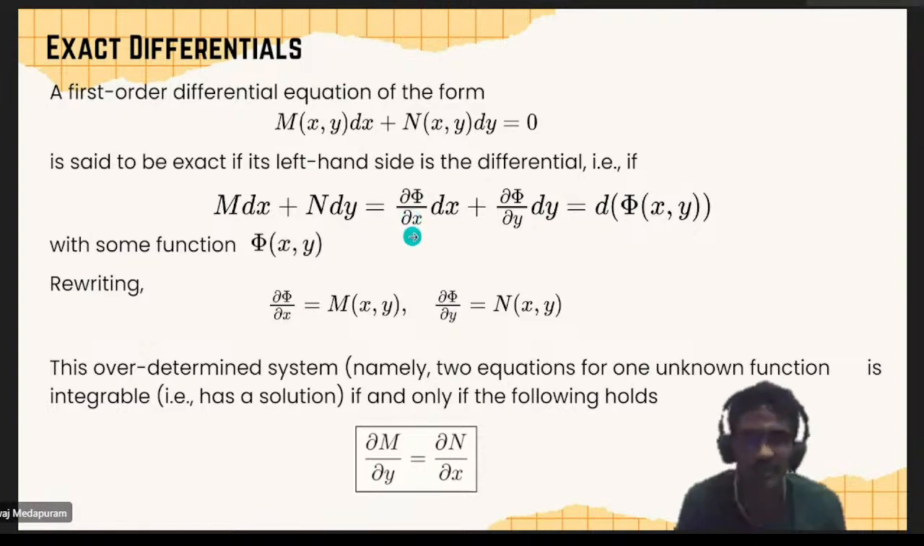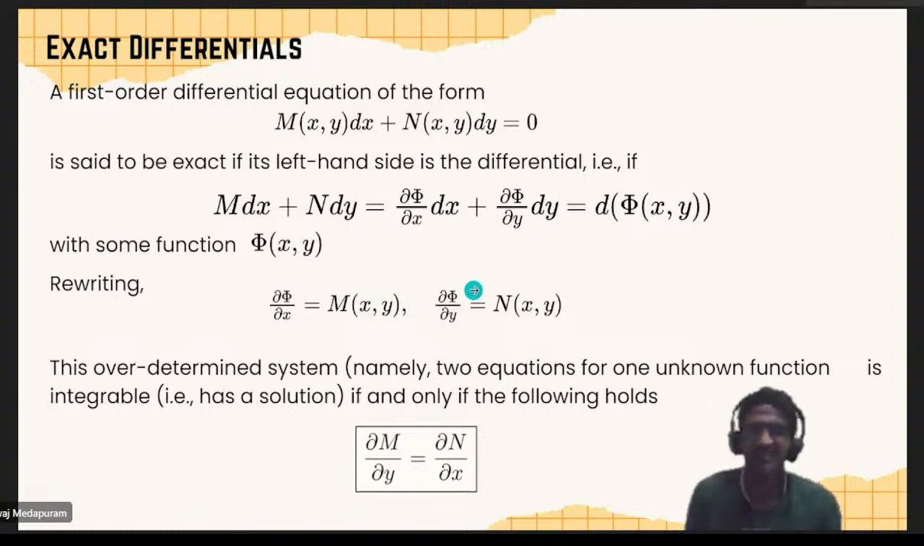We have partial derivatives involved here because I'm essentially keeping y constant while moving in the direction of x and keeping x constant while moving in the direction of y. So we have dou phi by dou x into dx plus dou phi by dou y into dy equal to M dx plus N dy. By comparing the terms, we can see that dou phi by dou x is M and dou phi by dou y is N.